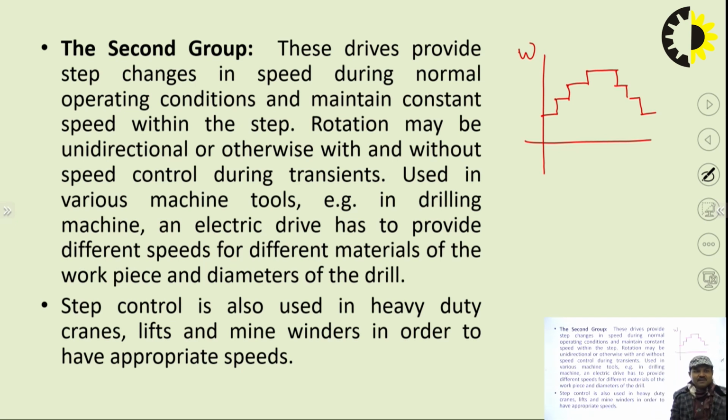So rotation may be unidirectional or otherwise with and without speed control during the transient condition. So during the transient condition normally we are not going to apply the speed control, since the circuit is not in the steady state, so lot of fluctuations are there. So once the circuit comes in the steady state, then we are going to apply the speed changes. So normally we know that transient condition is for 1 second, 2 second, or it may also be in the milliseconds.